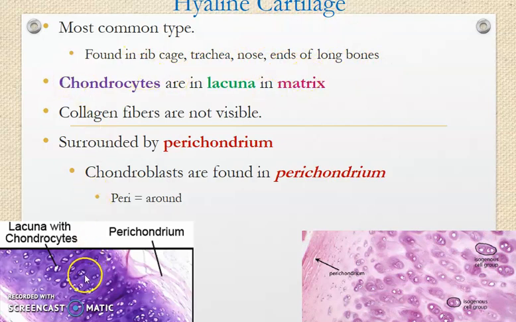The chondrocytes are in lacuna. So look, there's the chondrocyte in the lacuna. The lacuna is the empty part around it. So the lacuna is the emptiness. Collagen fibers are not visible, just how they're arranged and how they do the stain. This is an H&E stain. This might be a crystal violet stain. You can't see the fibers. You can see the fibers in the perichondrium, though. It's surrounded by a perichondrium with chondroblasts. Peri means around. So this is our vanilla cartilage.